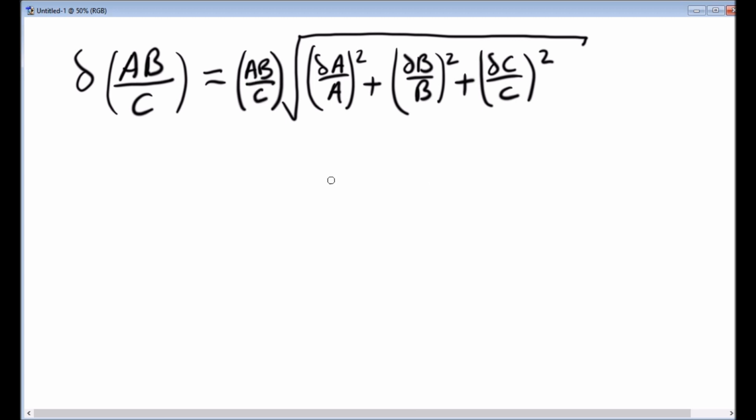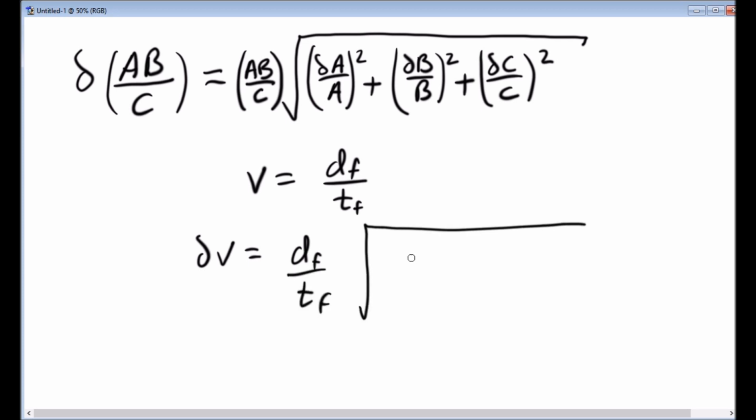An example of this would be, say you were calculating the speed of your glider. It's just going to be the distance divided by the time. So this is a multiplication and division rule. The uncertainty of this would therefore be the final answer times the big square root of the fractional uncertainty of d squared and the fractional uncertainty of t squared.